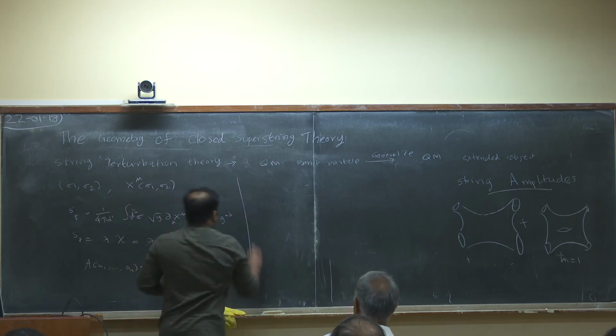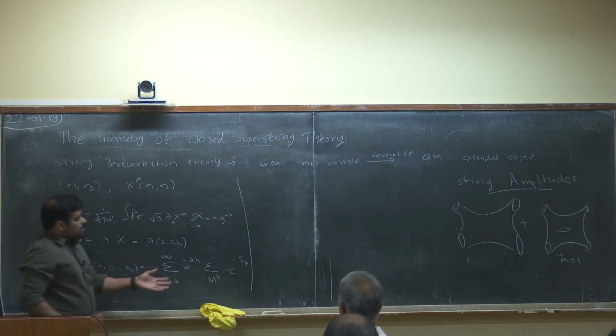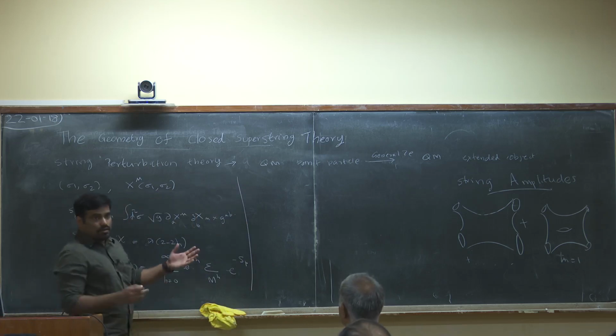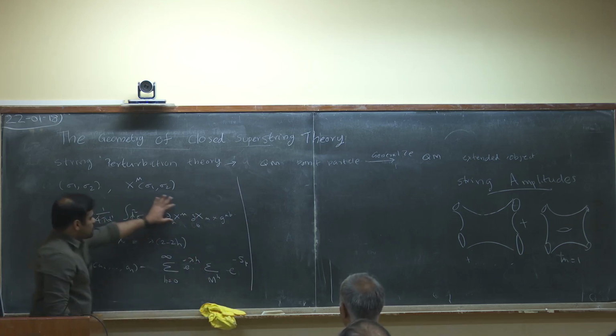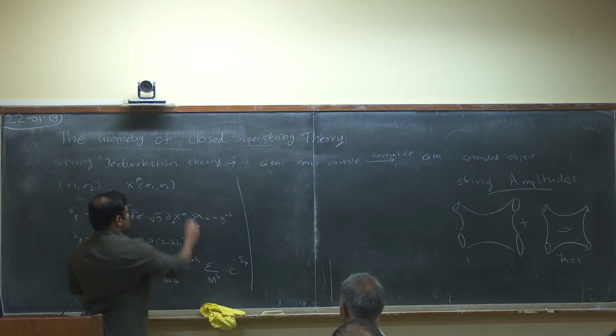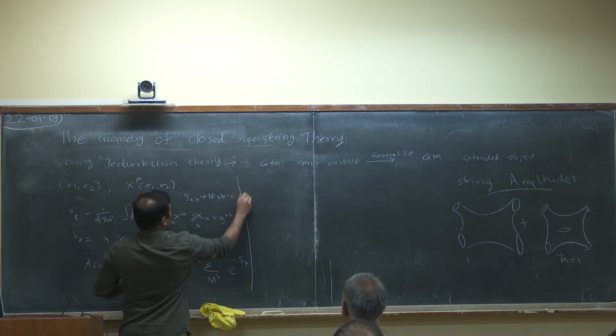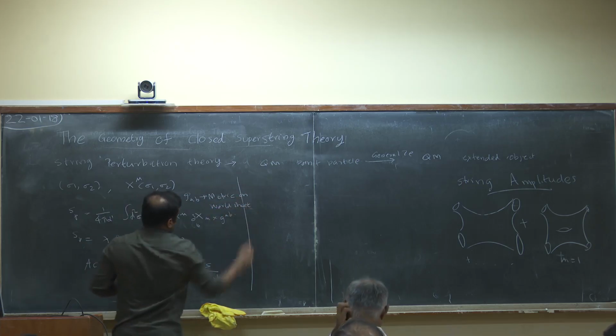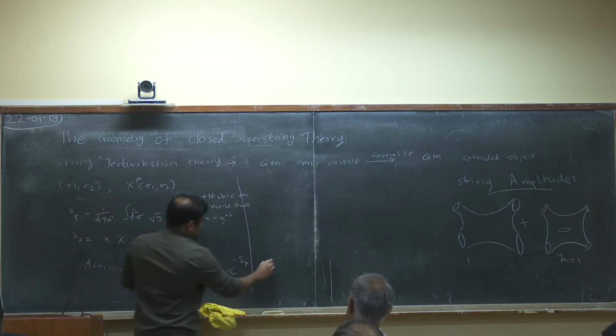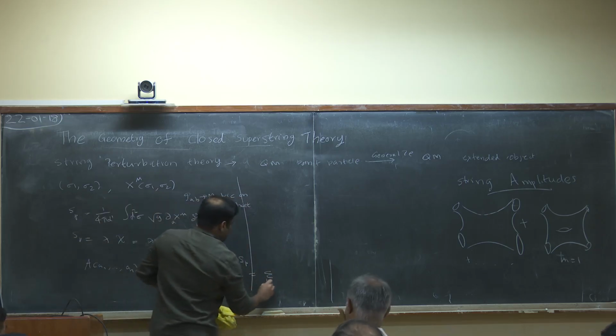So how will you do this summation? To do this summation, we can introduce a metric on the world sheet, and that metric is the one which we use for defining the Polyakov action. So g_ab is the metric on the world sheet. So you have a sum over metrics.